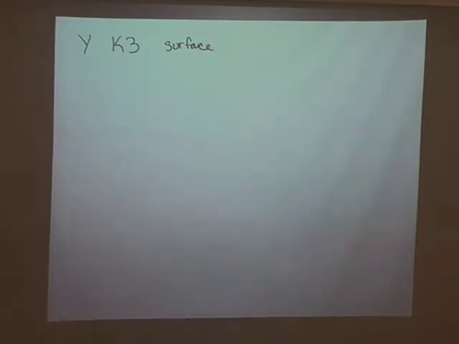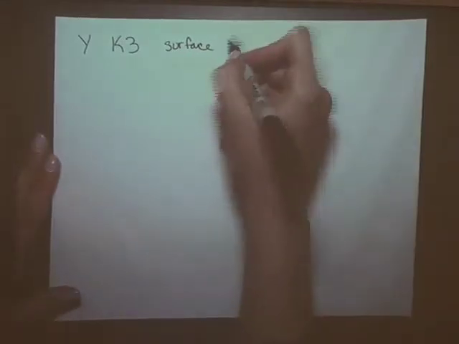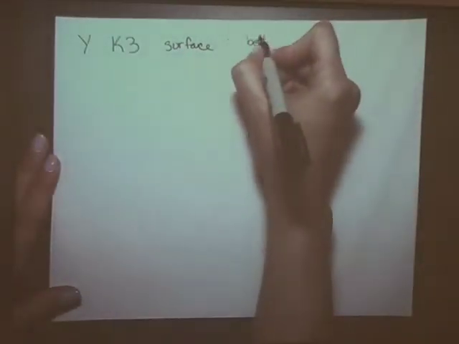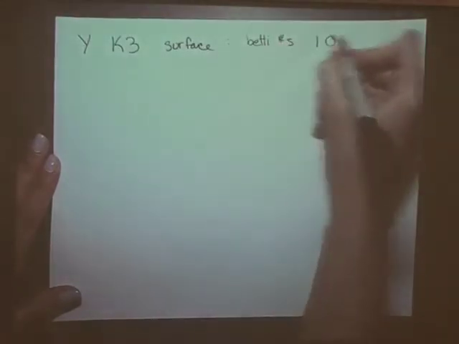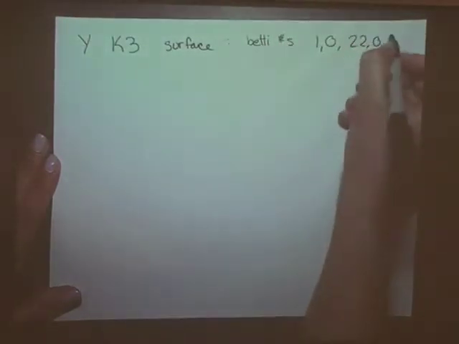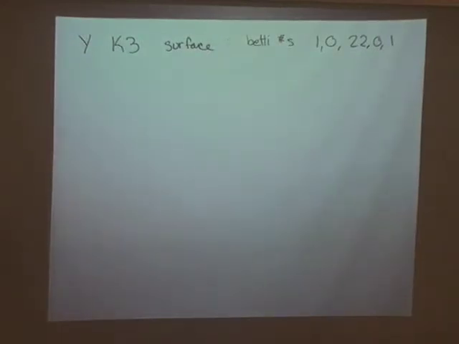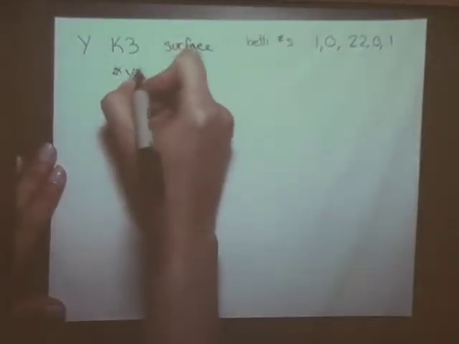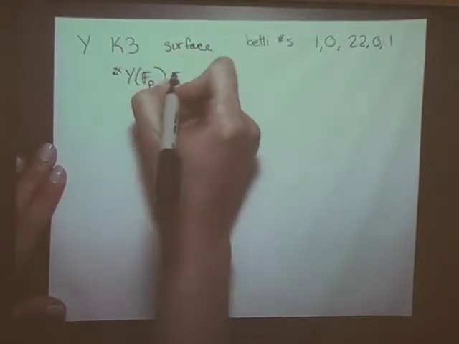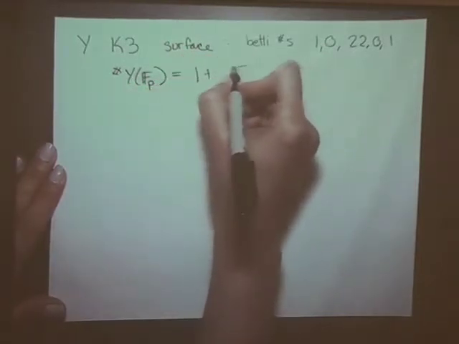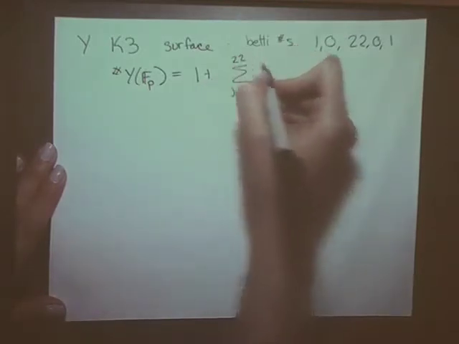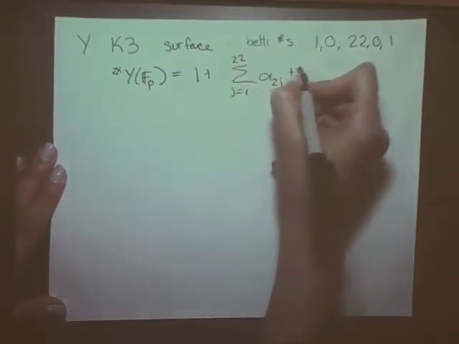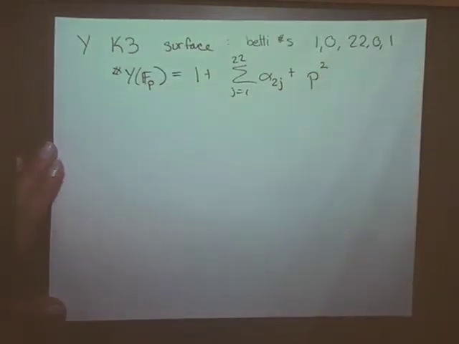Okay, so for a K3 surface, we know what the Betti numbers are. So the Betti numbers are 1, 0, 22, 0, and 1. So, and also, we know if you look at the rational function, it's only the middle term that is left as unknown. So we get 1 plus the sum from j equals 1 to 22, alpha_2j, plus p squared. Okay, so that's what this boils down to.